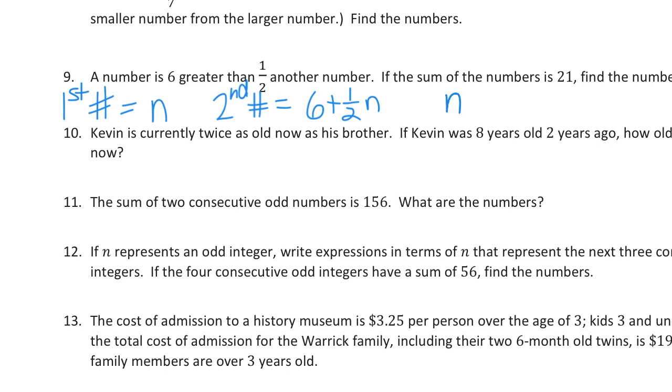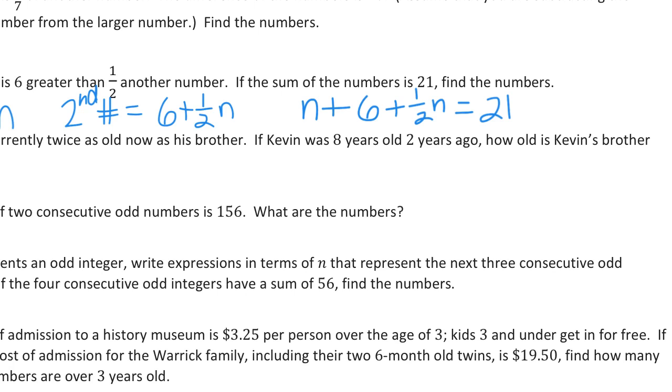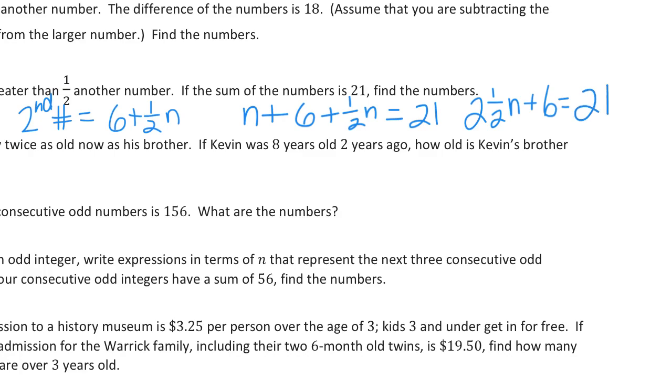So I have n plus 6 plus half n equals 21. If you want to simplify that, you can, and you would get 2.5n plus 6 equals 21.